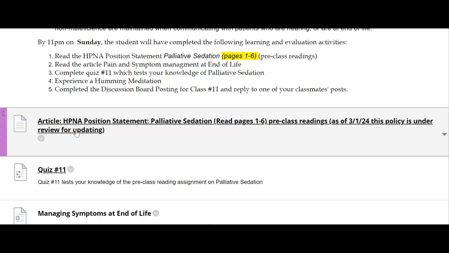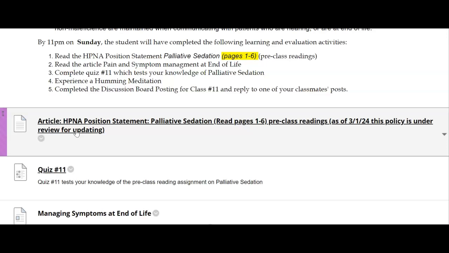It is currently under review, so it's a little bit late in being reviewed. Typically, they review policy statements every 3, and the longest is 5 years, but right now it is under review and revision. But it's so important that I really wanted to make sure that we looked at this position statement.